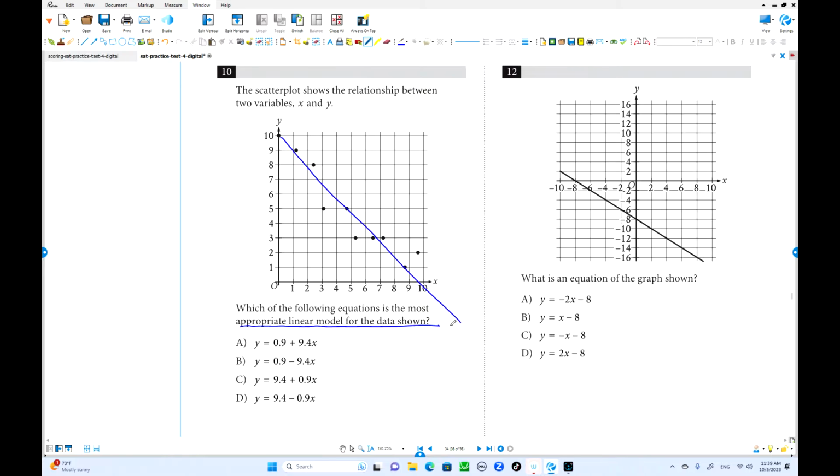Okay, slope is negative. This slope is positive, no good, positive, no good. We have two choices over here. Slope is negative. But take a look, it's the y-intercept. The y-intercept can be, this is no good, right?